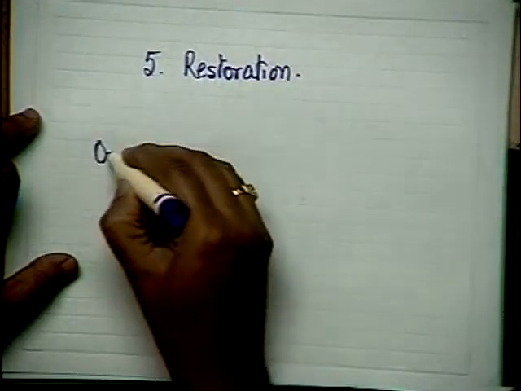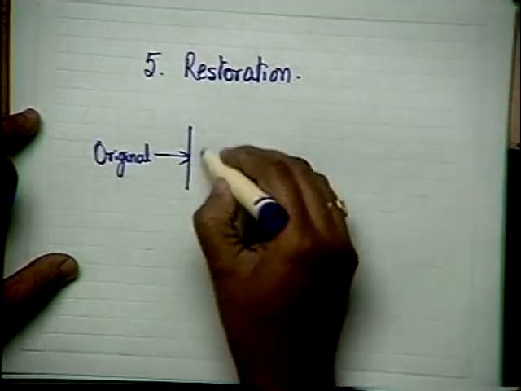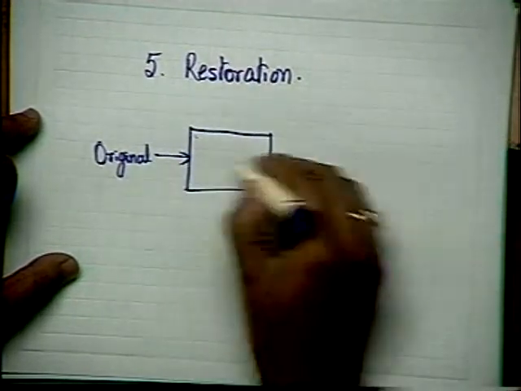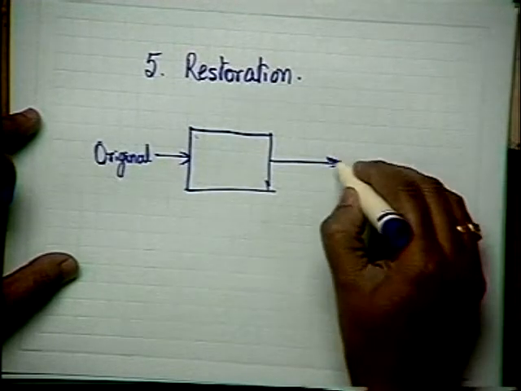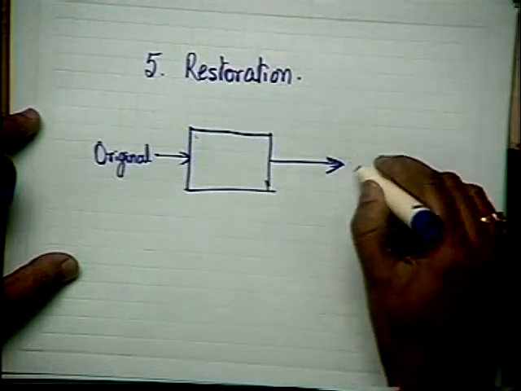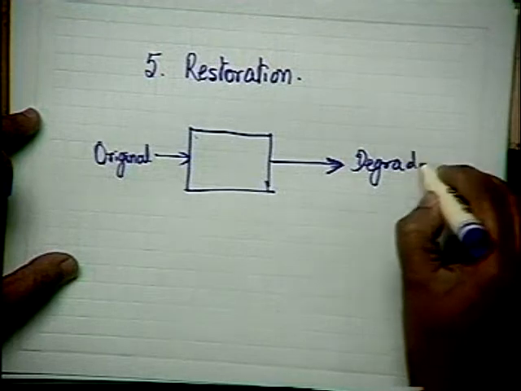So if some model is there, this is the original image, what the image should have been. It got degraded in this block, and then this is the image that comes to us, or rather I call it the degraded image.